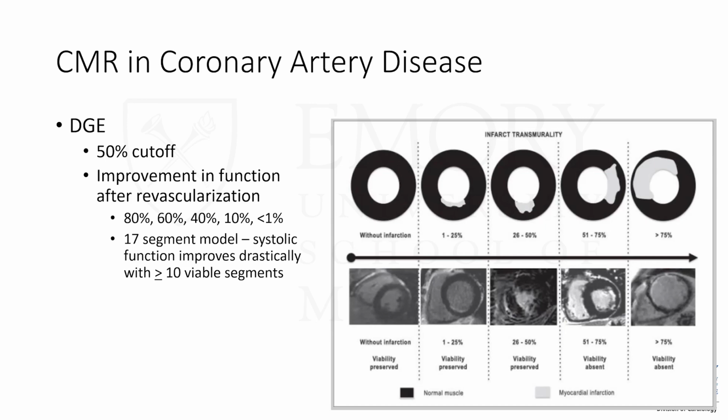If someone has low EF, we would like to see at least 10 or more viable segments of the 17 segments. So we go through and grade each segment for viability, and you would really want to see more than 10 segments to be viable if you want to have a dramatic improvement or a significant improvement in function with revascularization. We'd expect to see at least 10 segments or more be viable.